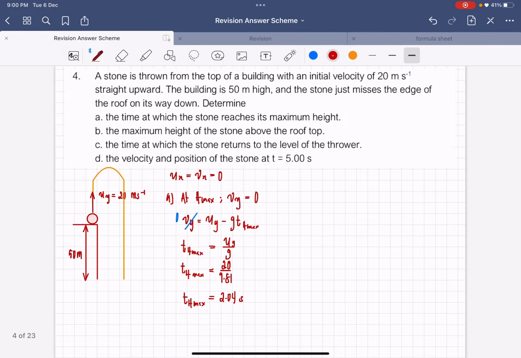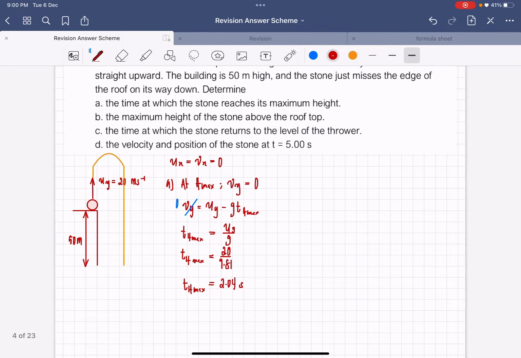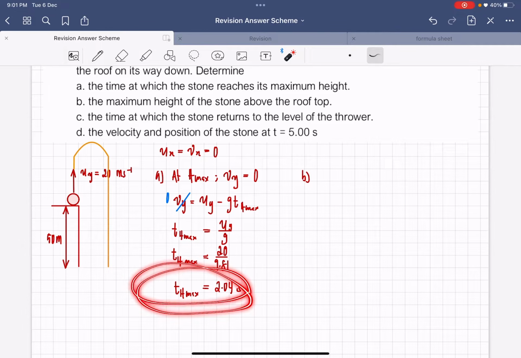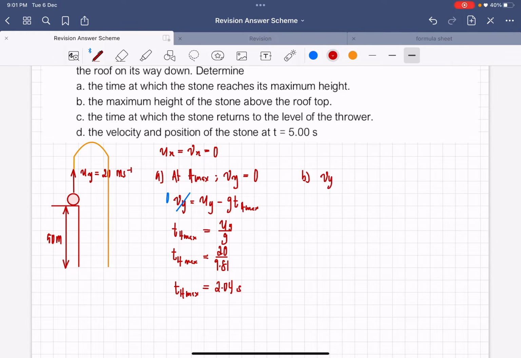Okay? Alright, next, question B. It asks for the maximum height of the stone above the rooftop. Okay, so it asks for above the rooftop. From here, what is the value of the maximum height? So since we already have the time, you can actually use the time to find the value of the maximum height. But if you are not confident about your answer here, you can actually use Vy again.